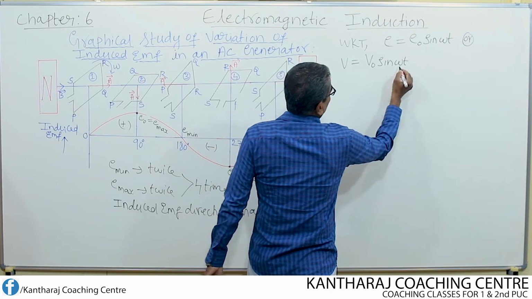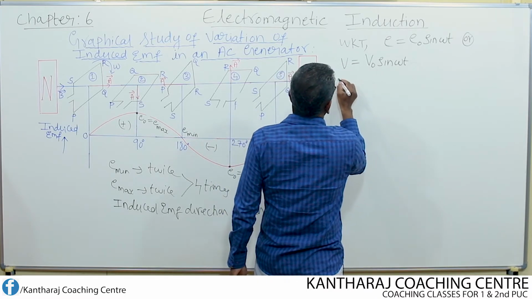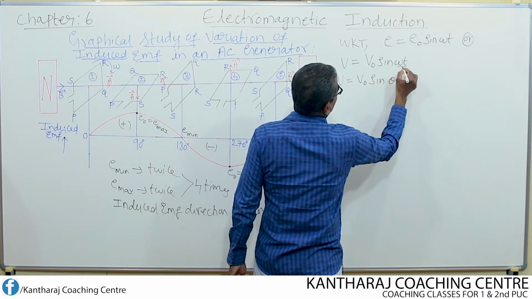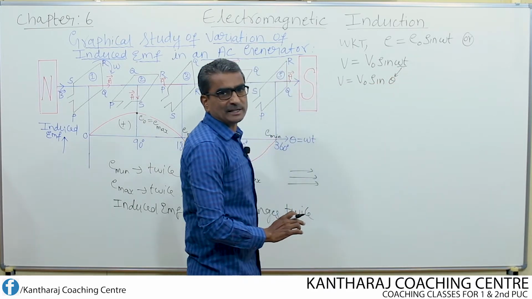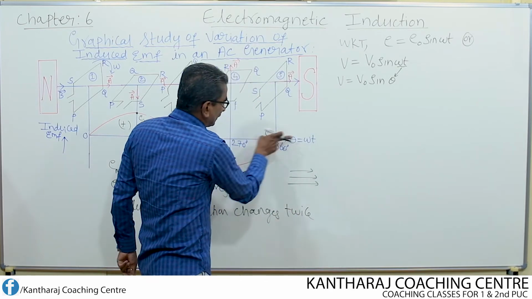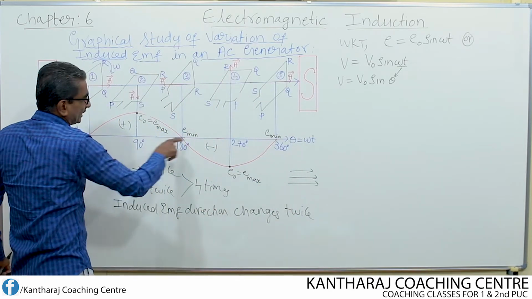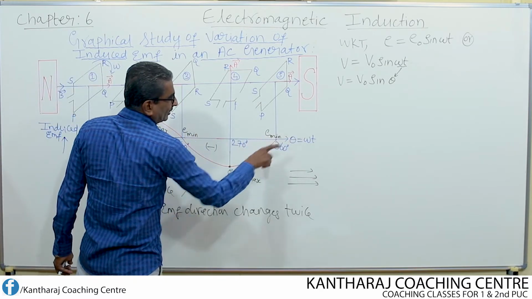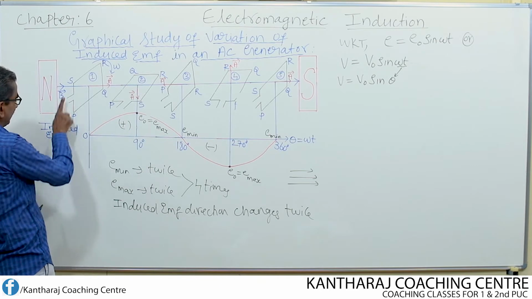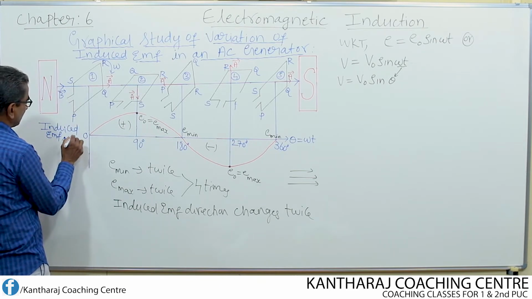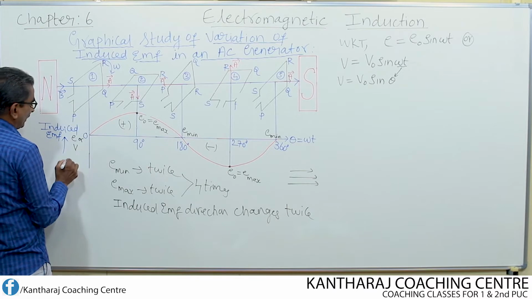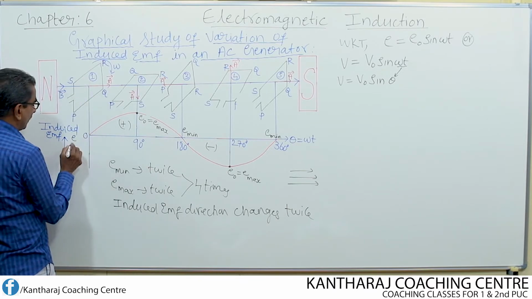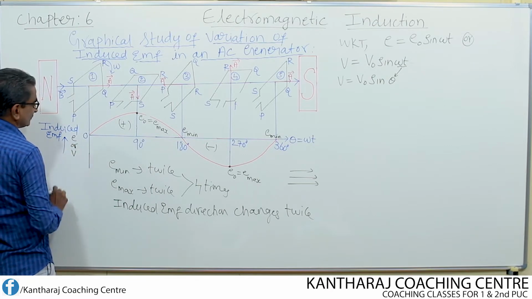This can also be written as V equal to V naught sin theta, because omega t is nothing but theta, the angle of rotation. Look here, the graph is plotted by taking the angle of rotation along the x axis, whereas the magnitude of induced EMF, E or V, is along the y axis.